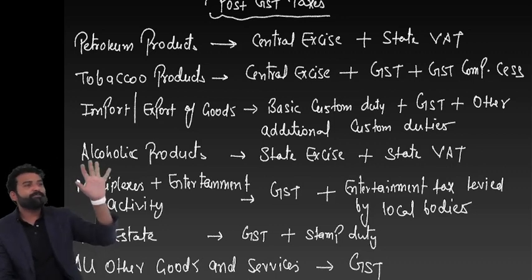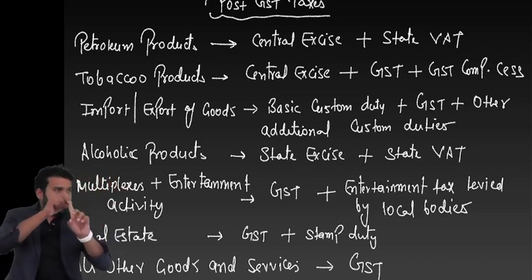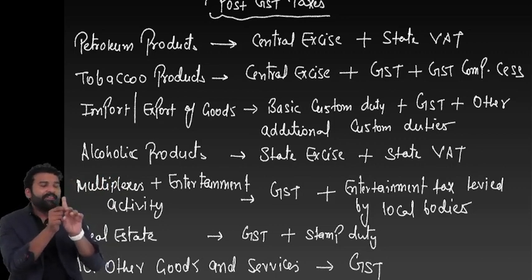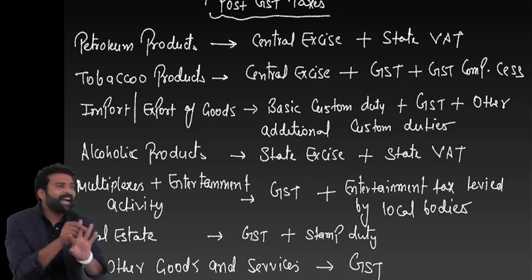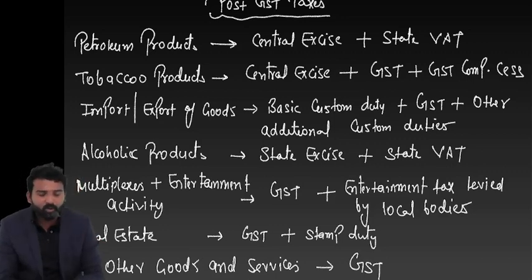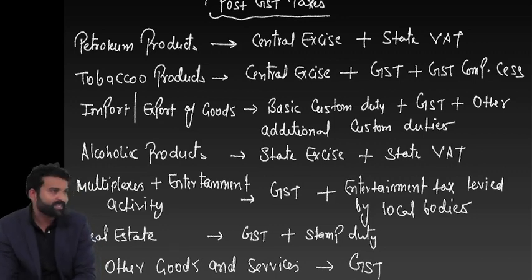Only 5 petroleum products are not under the ambit of GST: petrol, diesel, aviation turbine fuel, that is air fuel, crude oil, and natural gas. Only 5 petroleum products are not under the ambit of GST. All other goods are under the ambit of GST.